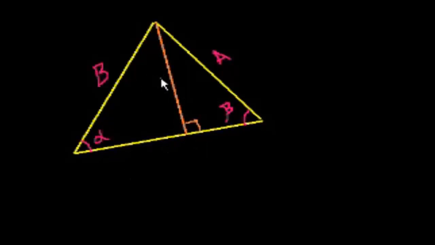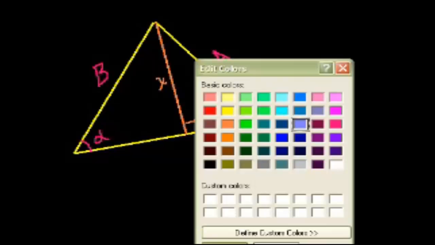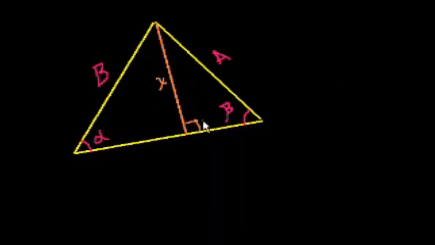So what can we do with this line? Well, let me just say that it has length x. The length of this line is x. So can we find a relationship between a, the length of this line x, and beta? Well, sure. Let me find an appropriate color. Okay, that's a good color. If we look at this angle right here, beta, x is opposite to it, and a is the hypotenuse. If we look at this right triangle right here, right? So what deals with opposite and hypotenuse?